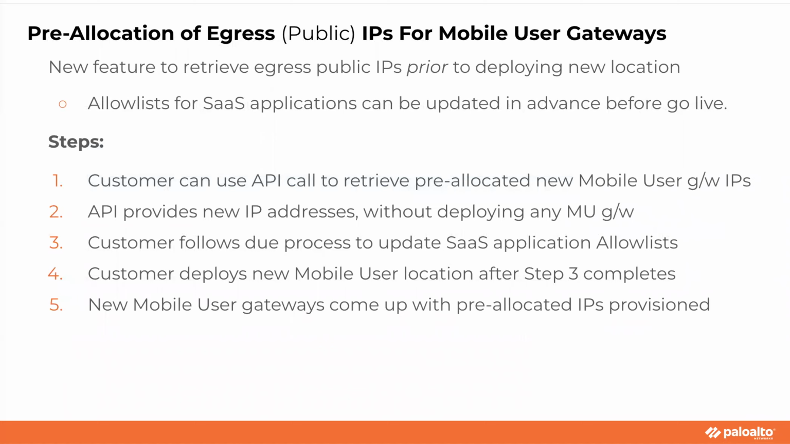Prisma Access also provides enhancements to the API which you can use to retrieve IP addresses, which allows you to reserve the gateway portal. So you can pre-allocate the IP addresses. The allow list for your SaaS application can be updated in advance before they go live. You can use an API call to retrieve those pre-allocated new mobile users gateway IPs. These IP addresses and subnets are valid for 90 days after you retrieve them and expire after the validity period if you don't use them.